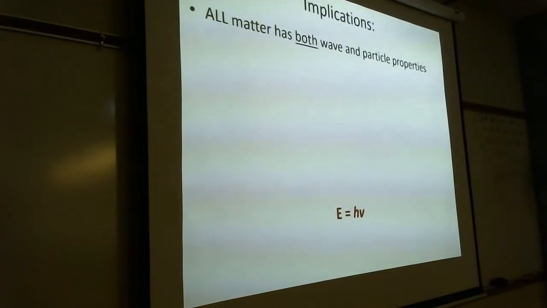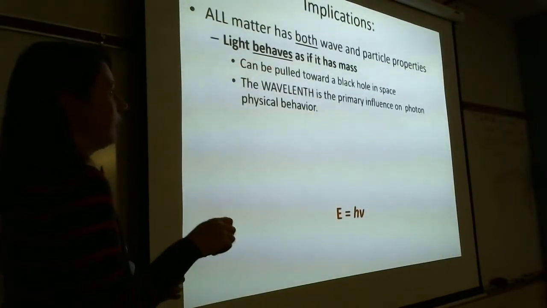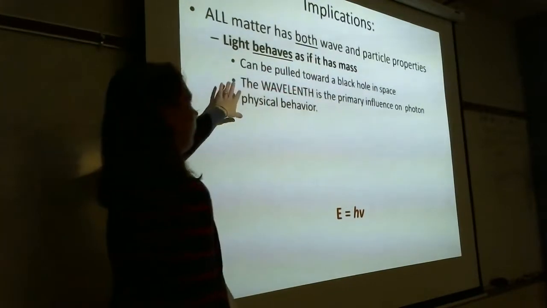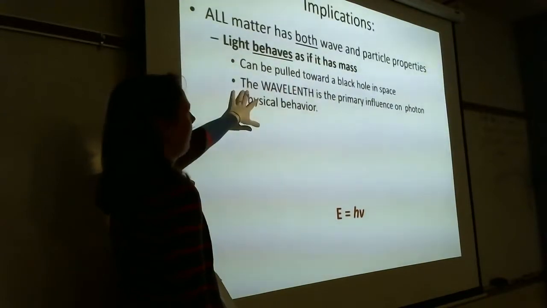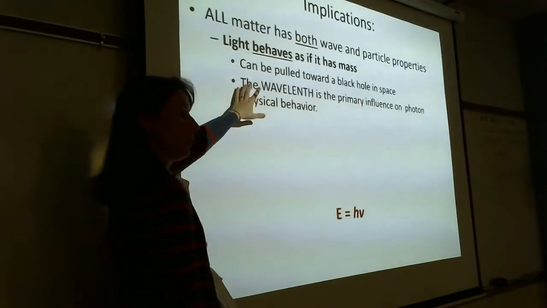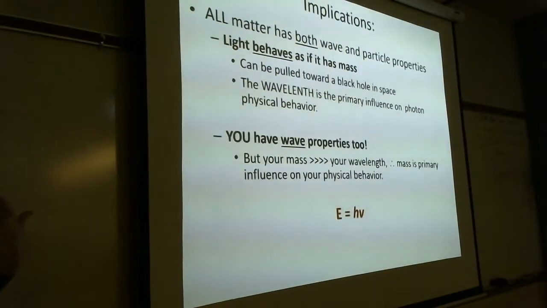Okay, so the implications here. Matter has both wave and particle properties. So light behaves as if it has mass. If you look at how light behaves in deep space, we pull toward black holes. The wavelength is the primary influence on photon behavior, because it's behaving as if it has mass, but it's so small. So if we're talking about an electron, the wavelength is the primary influence on its behavior. And we have wave properties too. I have wave properties, you have wave properties.